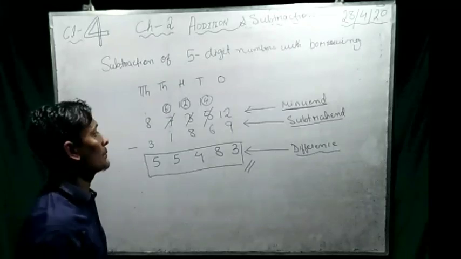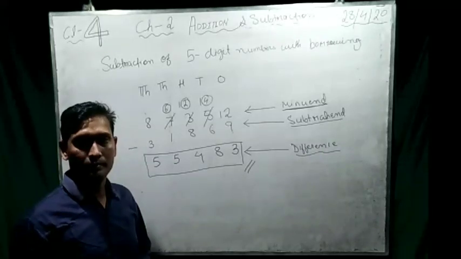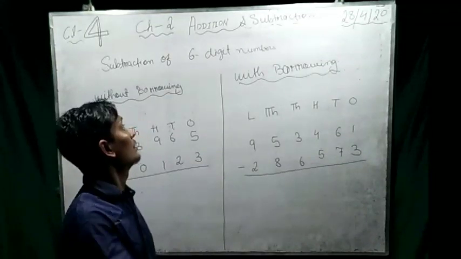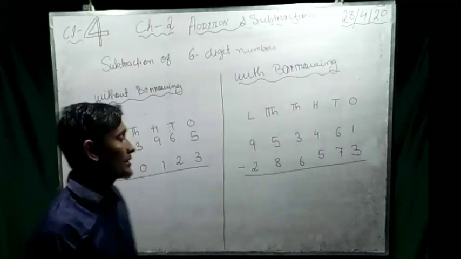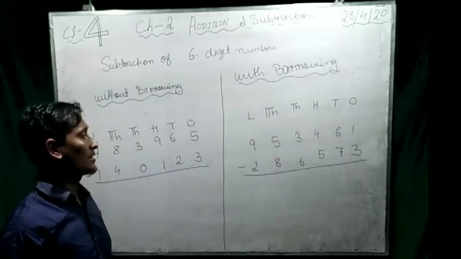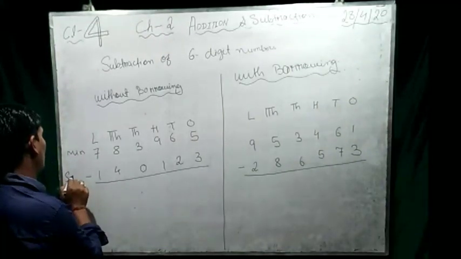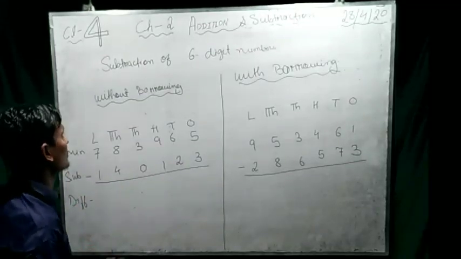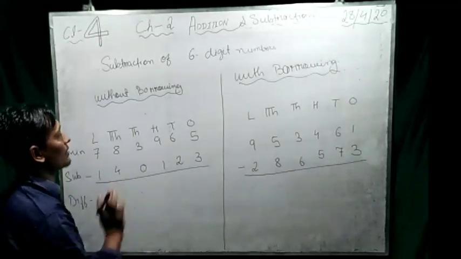With borrowing. Borrowing means we have to borrow if the minuend is smaller than the subtrahend. Clear? Okay. So let's take subtraction of 6 digit numbers, without borrowing and with borrowing. Without borrowing means here the minuend is greater than the subtrahend. Clear? The minuend is greater here and the subtrahend is smaller. So no need to take borrow here.